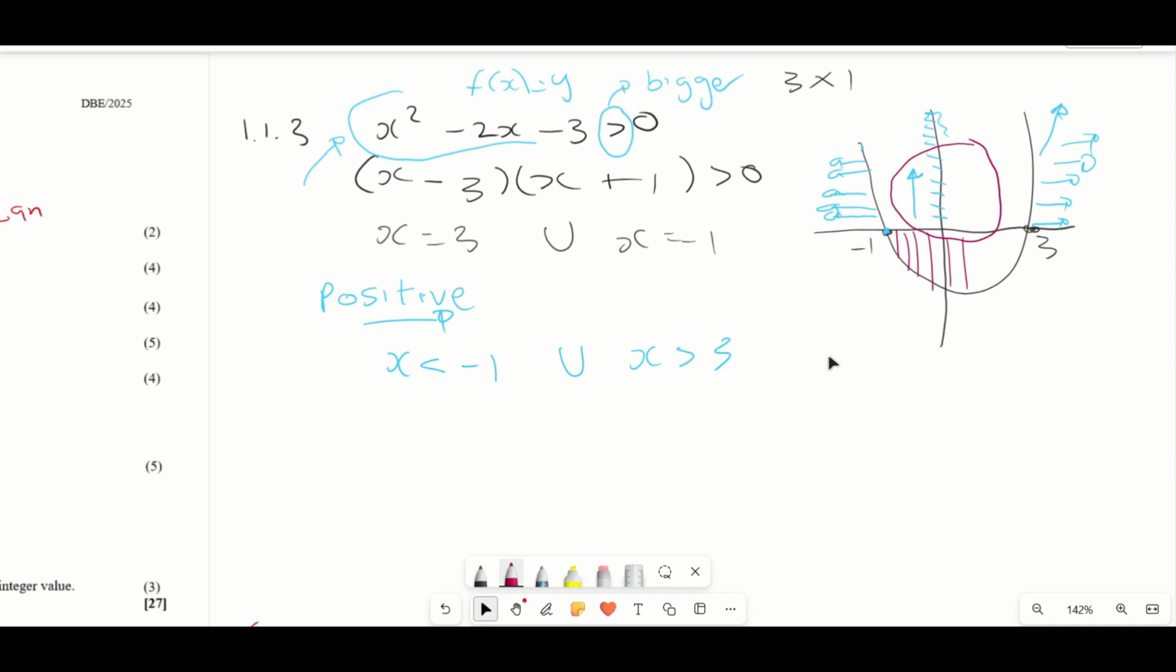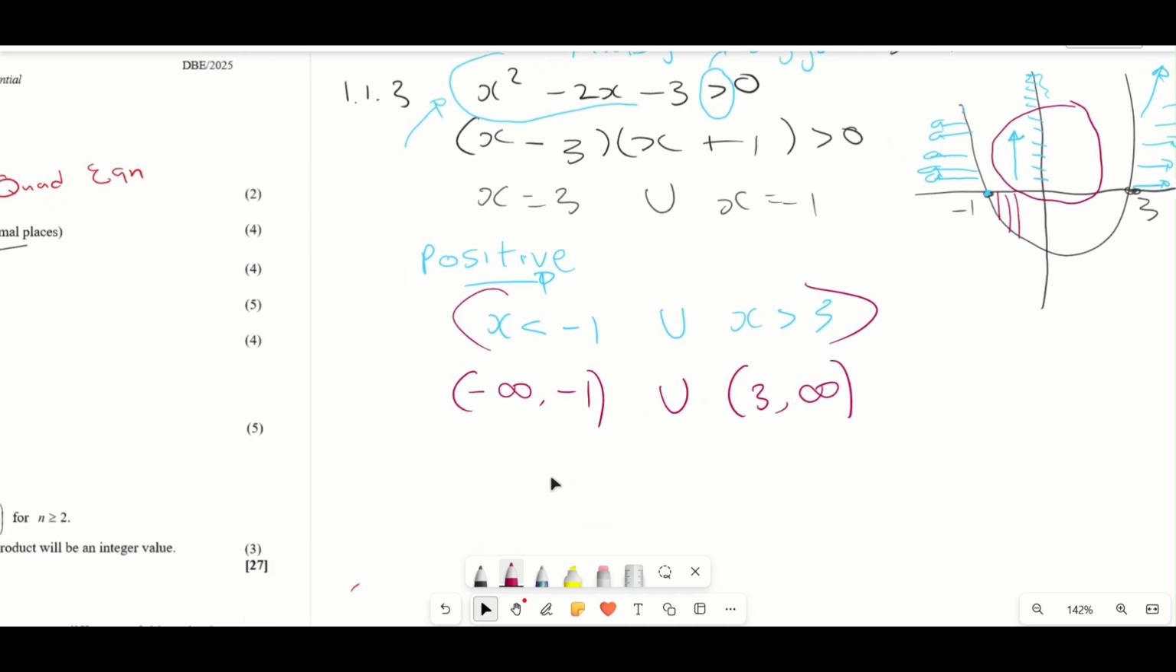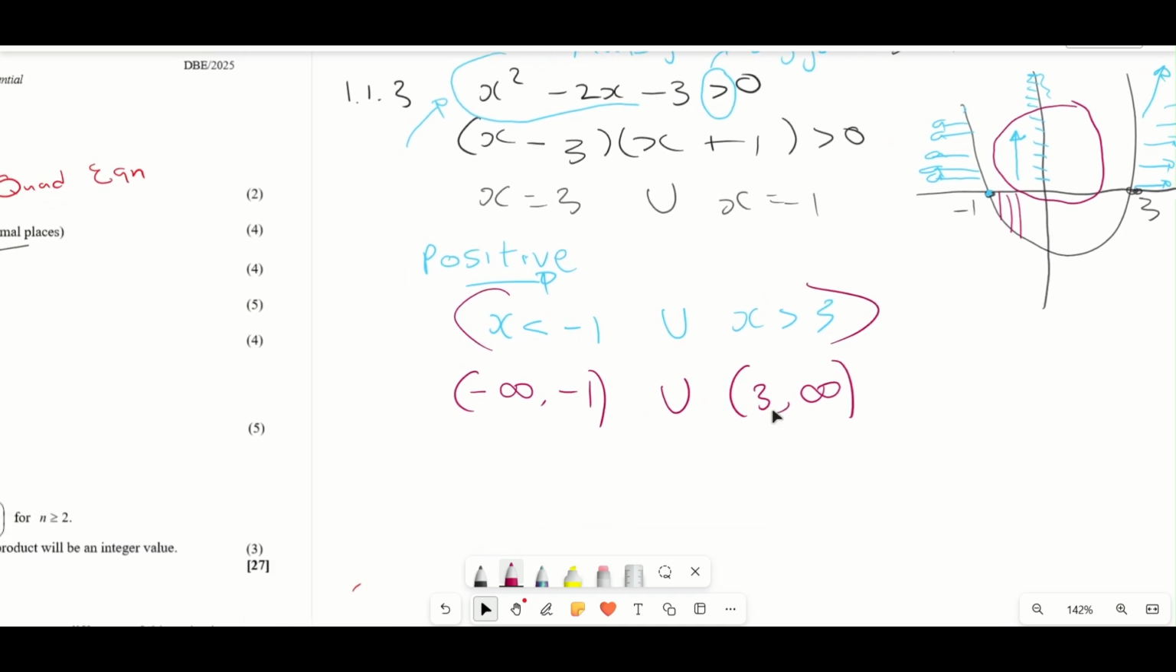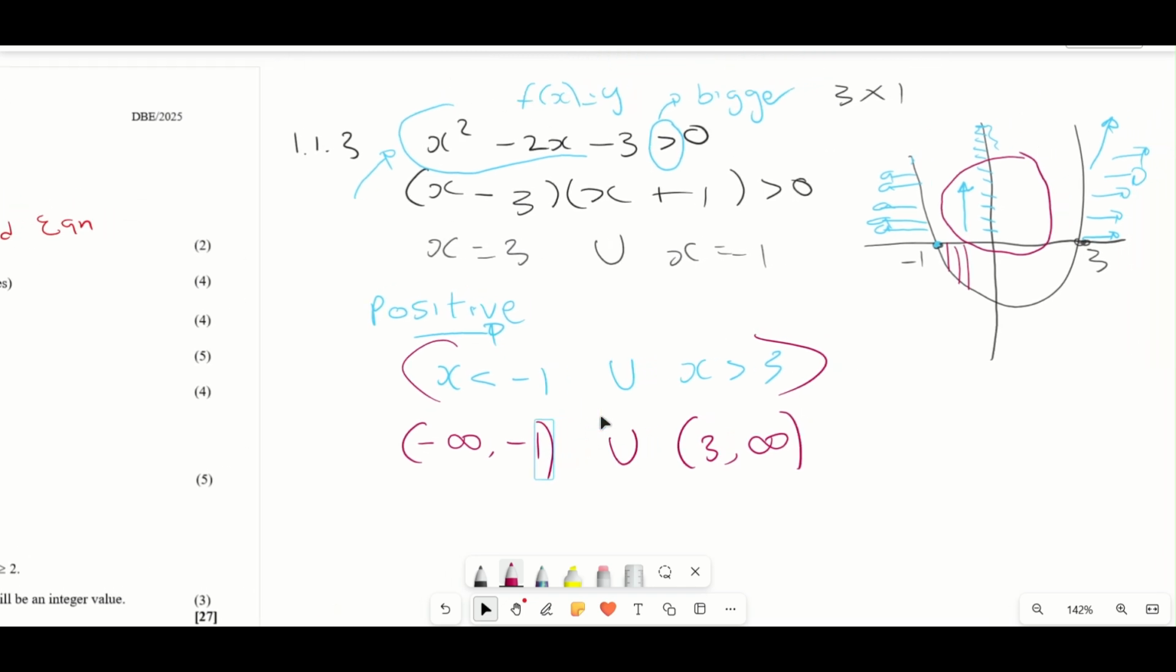So my final answer will be this here. Or you can put this in bracket notation, like this, or from 3 to positive infinity. You can use either one of the two. It is totally up to you. They are both correct.